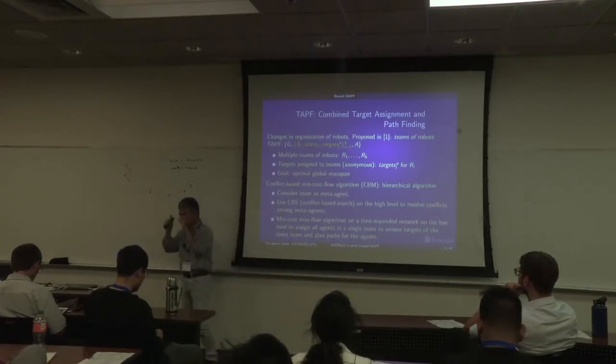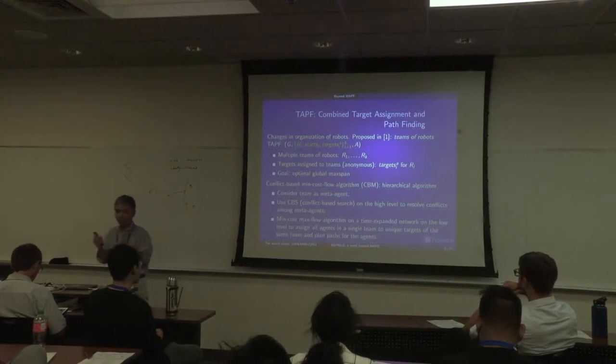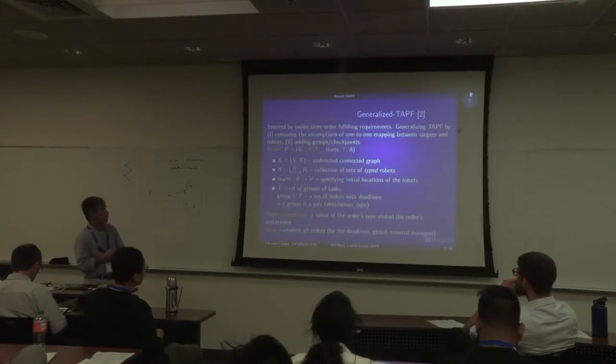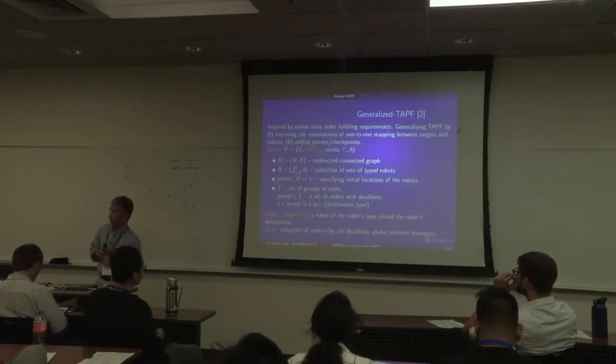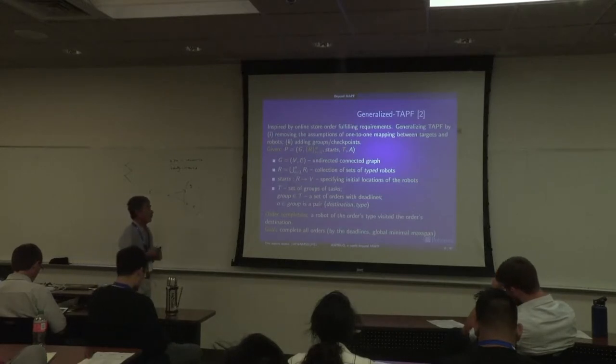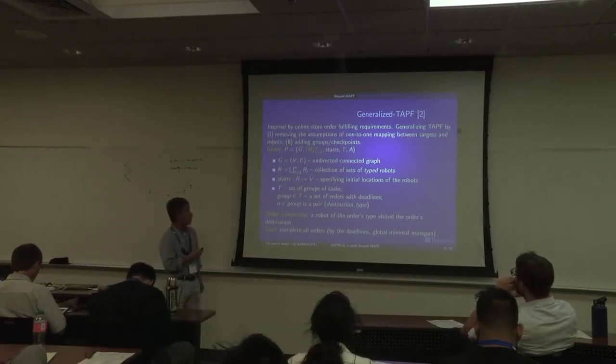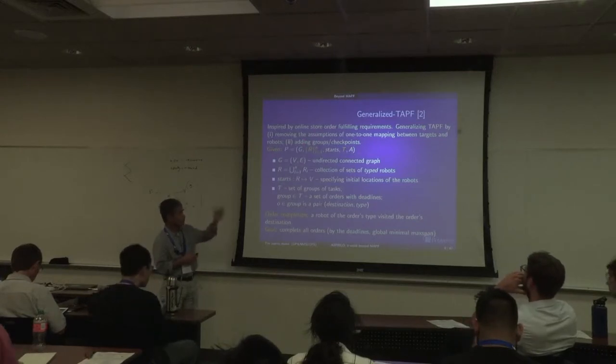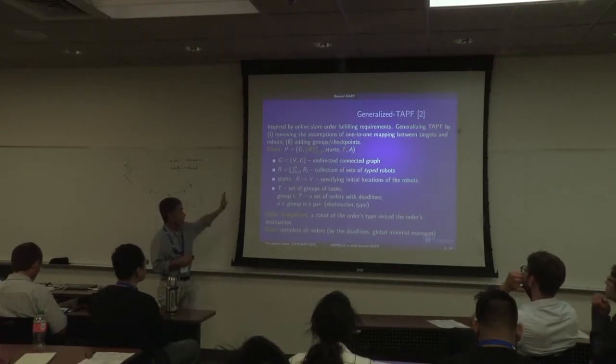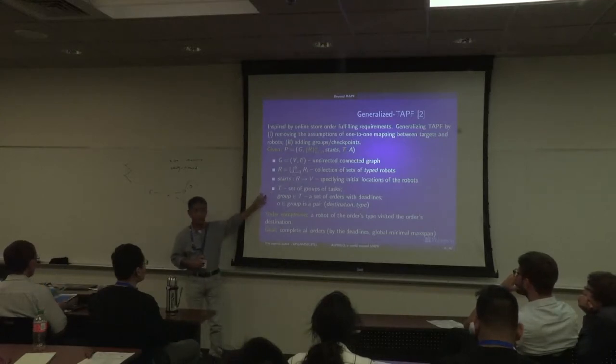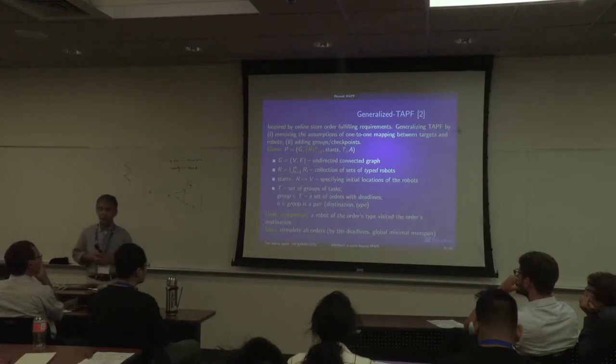So I'm quite hand waving here, though, but you have an idea of how that was solved. And then in 2017, we look at the top F problem, and we generalize that. We have a team of agents, we also have the starting location of the team, but we add what we call the group of tasks. So basically, each of the tasks is now a set of orders.